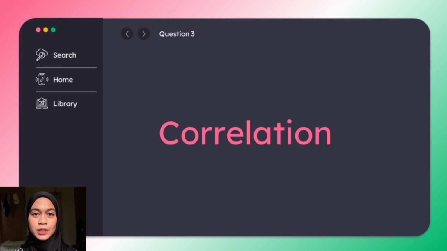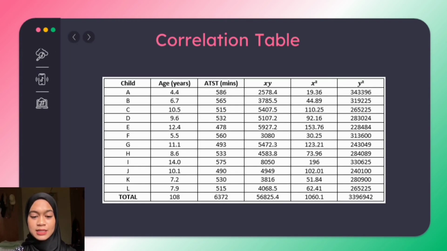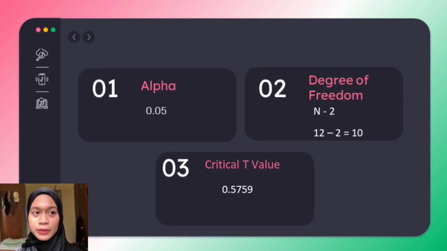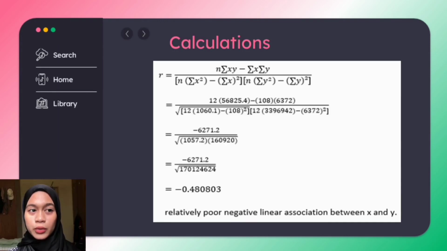Now, we will proceed with correlation. This is a table of values that have been calculated. The null hypothesis for this question is there is no correlation between children ages and the average total sleep time, while the research hypothesis for this question is there is a correlation between children ages and the average total sleep time. The alpha value is 0.05, the degree of freedom is 10, and the critical value is 0.5759. Next, we will be calculating the R value using the formula shown.